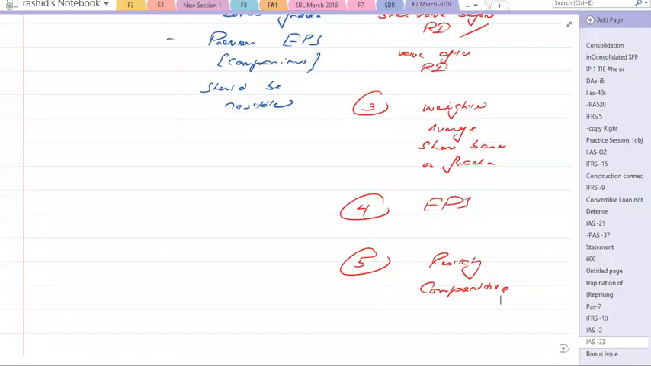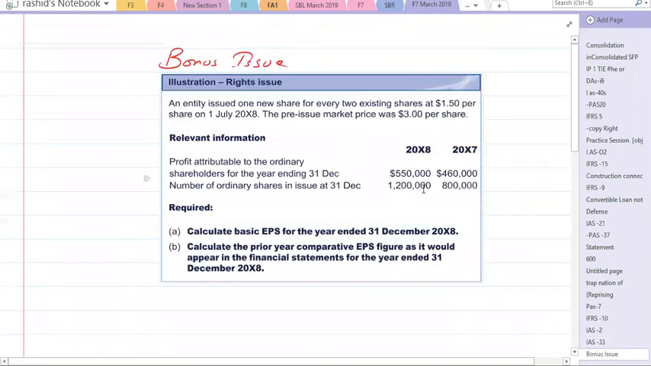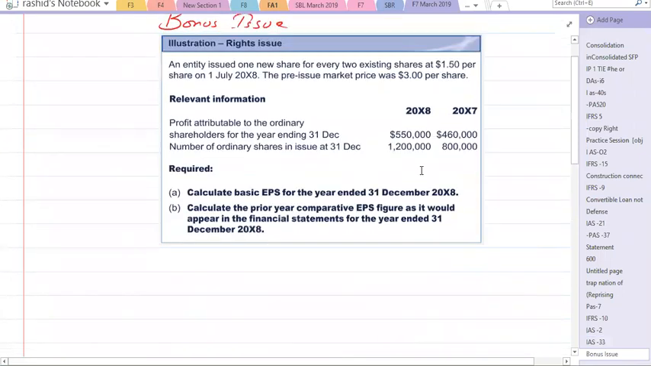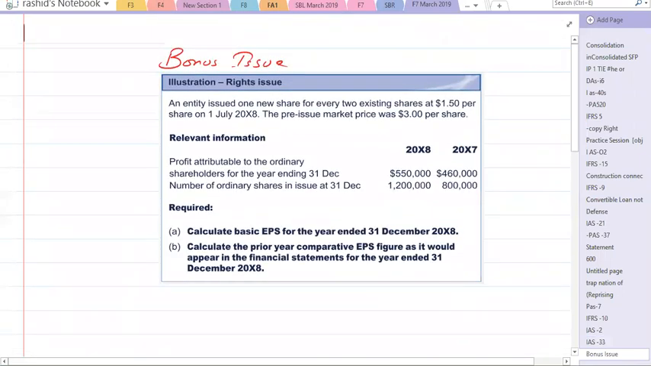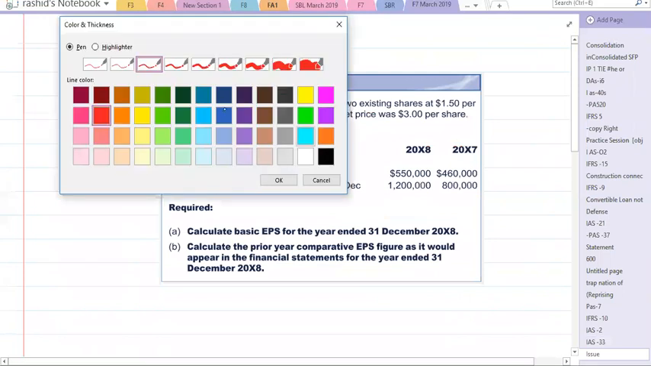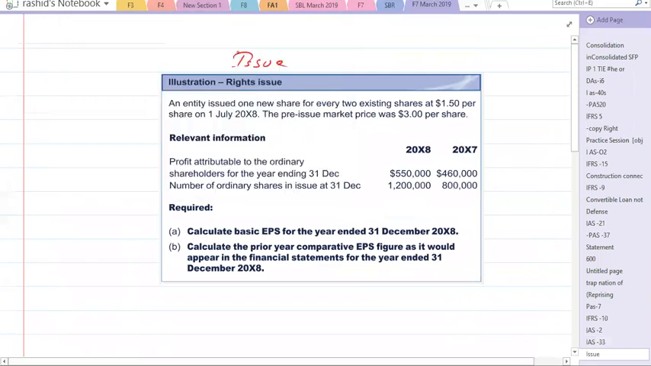All right, so now we'll be doing an example, and this is the example of the right issue. An entity issued 1 new share for every 2 existing shares at 1.50 per share on 1st July 2008. The pre-issue market price was 3. So before the issue, the market value was 3, and they issued the shares at 1.50. So this is before, and this is the right issue price.